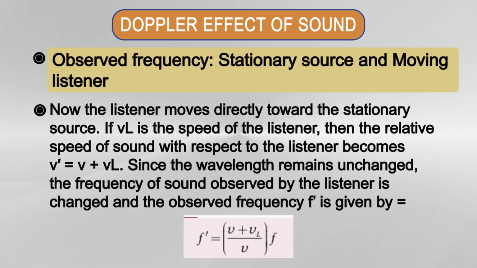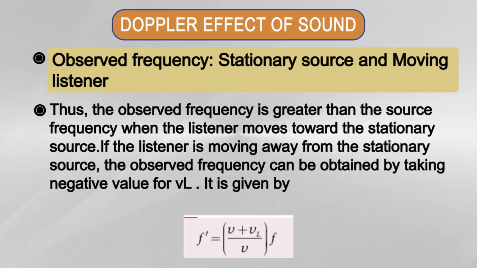Since the wavelength remains unchanged because the medium is uniform, the frequency of sound observed by the listener changes. Let us represent the observed frequency by f prime. Then one can calculate f prime is equivalent to v plus VL upon v multiplied by the original frequency f, that is the frequency when the source and observer both are at rest. So, f prime is equivalent to v plus VL upon v multiplied by f. This is the formula for the observed frequency.